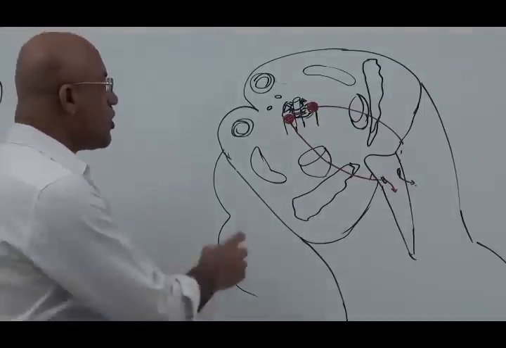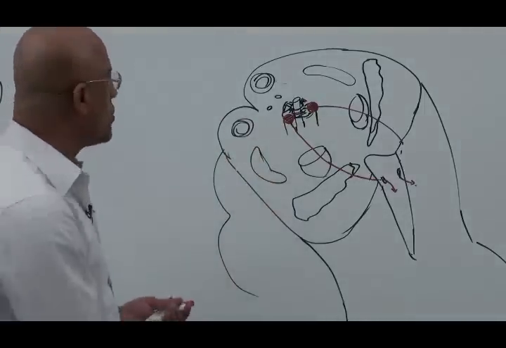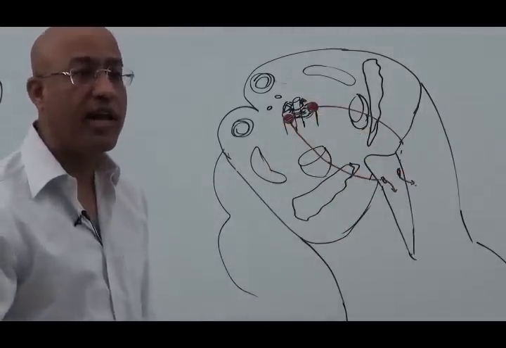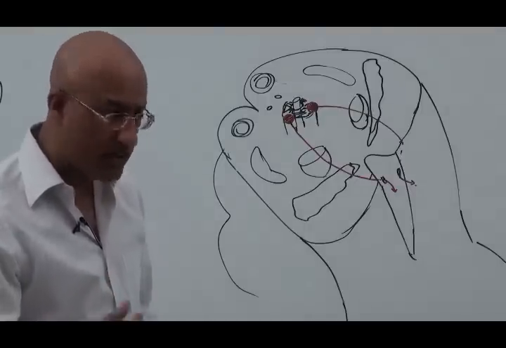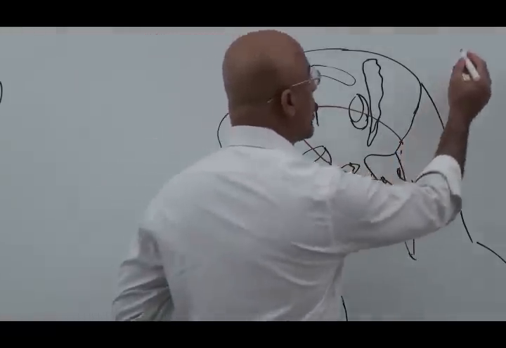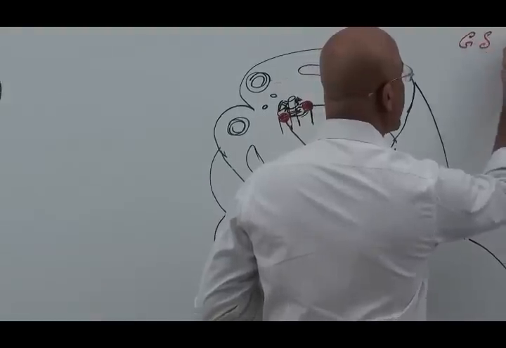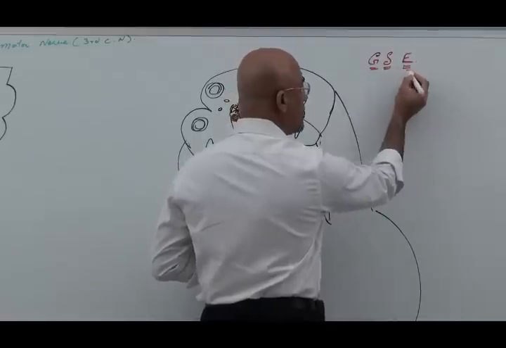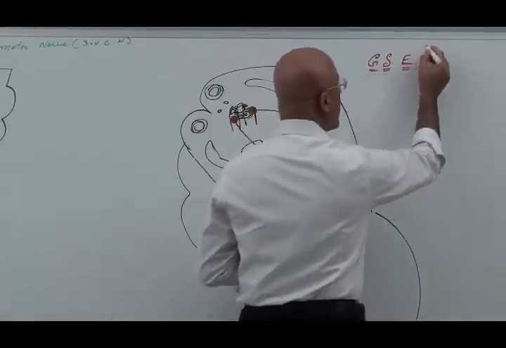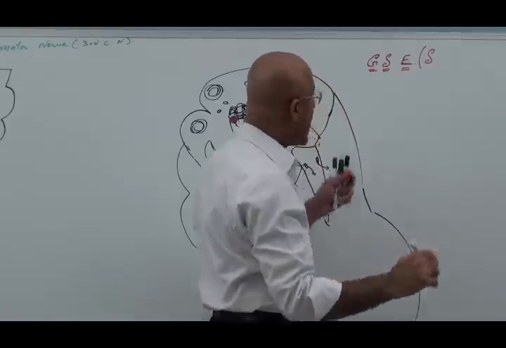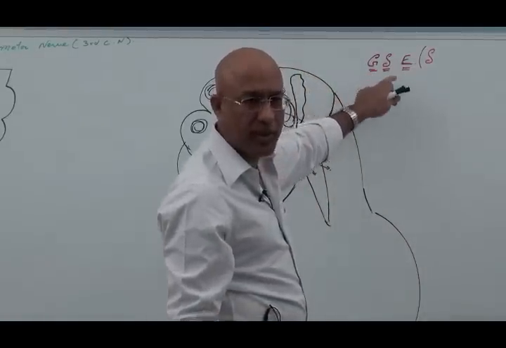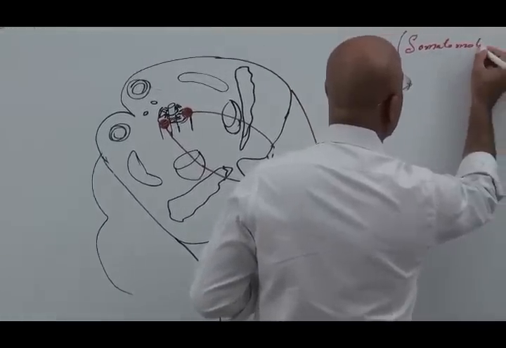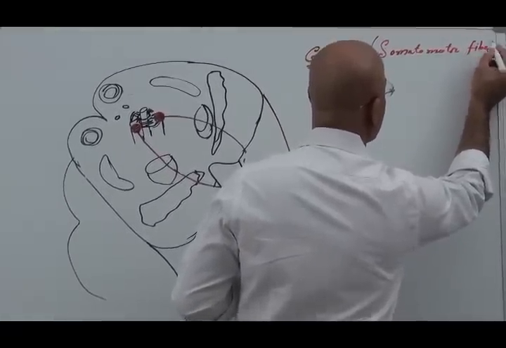Now, these are the somatomotor fibers, as I told you, which will eventually go and supply most of the extraocular muscles. And these somatomotor fibers are also called general somatic efferents. From now onward in my discussion, I will not be calling them general somatic efferents, I will be calling them somatomotor fibers, right? Somatomotor fibers.